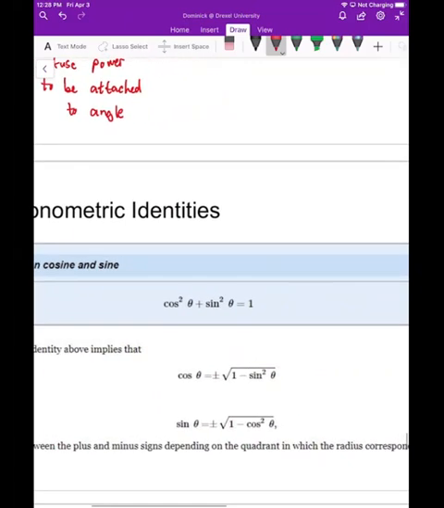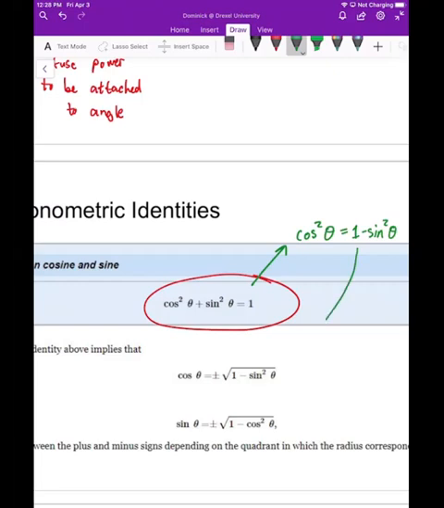Now again, probably the single most important trig identity is that cosine squared plus sine squared is equal to 1. Most of the other trig identities that we'll look at are derived from this fact, so this is definitely one to keep in the back of your head. If you wanted to, you could solve this for either sine or cosine. If you subtract sine squared from both sides, you get 1 minus sine squared, and then if you take the square root, you get that cosine is plus or minus the square root of 1 minus sine squared.